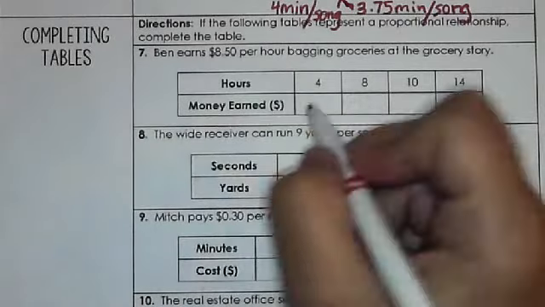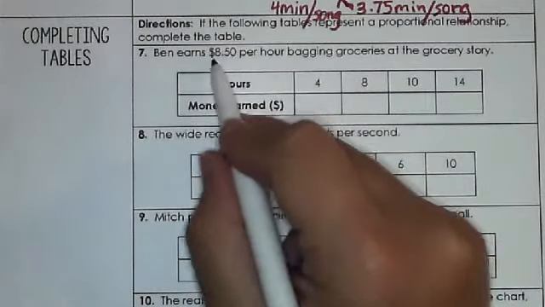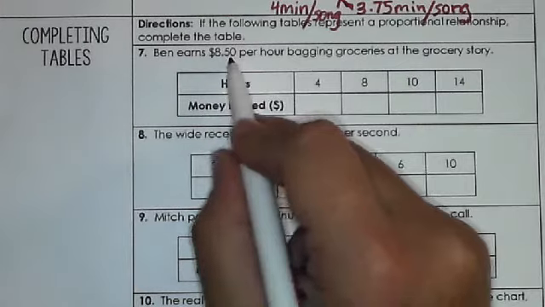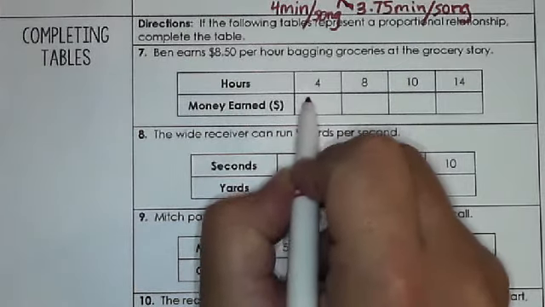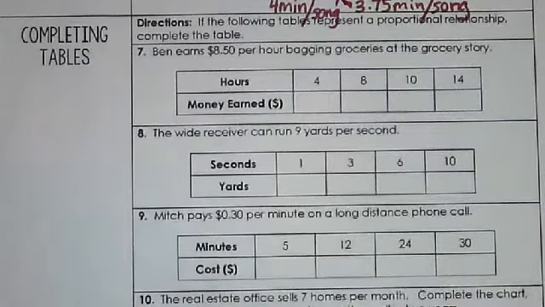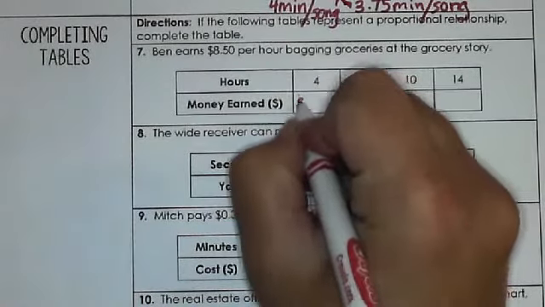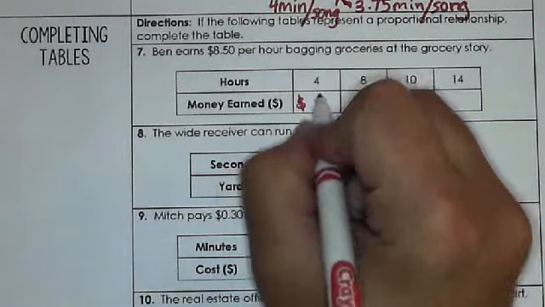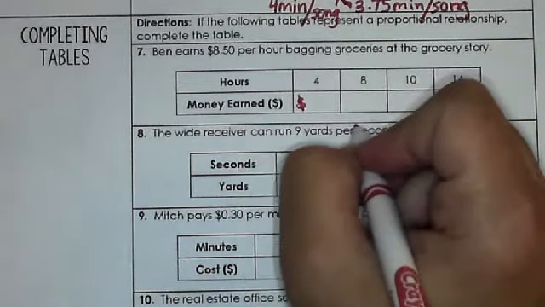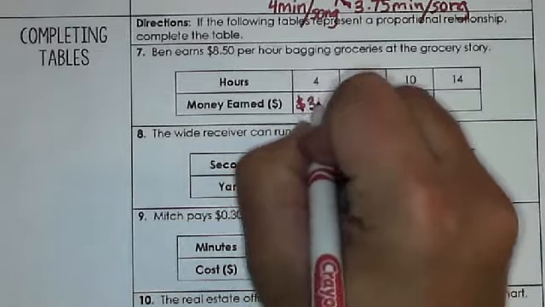Landon, what do you think? You multiply $8.50 by 4. All right, take your hourly rate, multiply it times the number of hours worked. Have you already multiplied that? What do you get? 34. Do you all agree? 8.50 times 4 is 34.